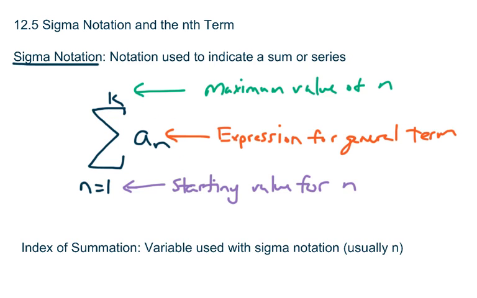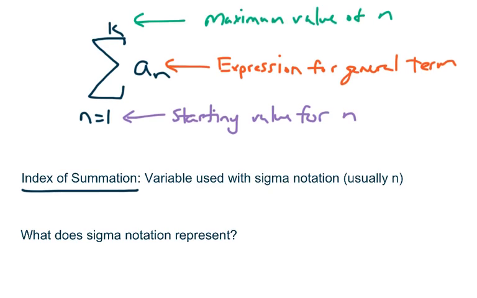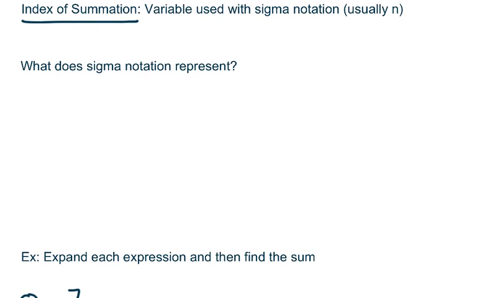One more vocabulary term, the index of summation. It's the variable used with sigma notation. Usually it's n, sometimes it could be k, sometimes it's b, sometimes it doesn't have to be any specific variable. Usually though you will see n. So it'll be n equals 1 to something.